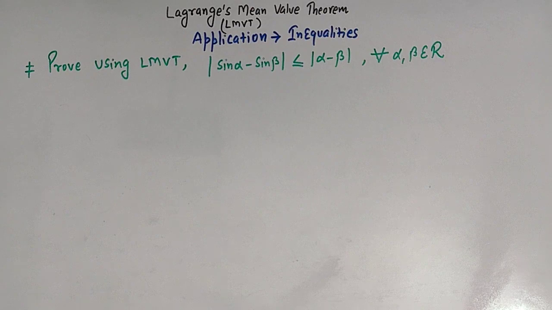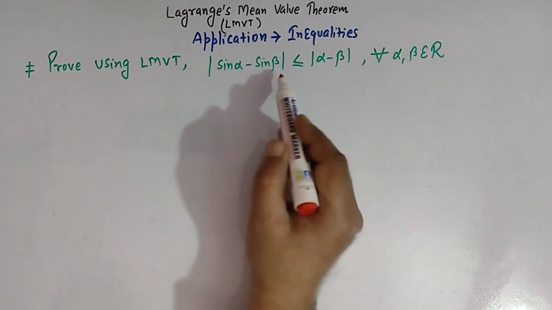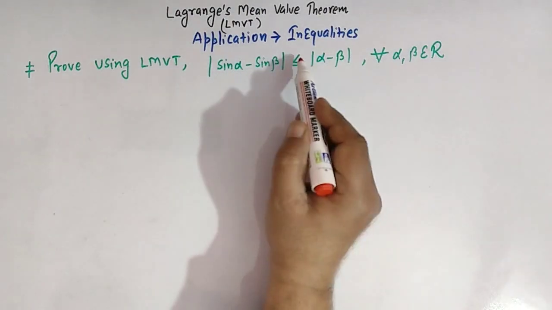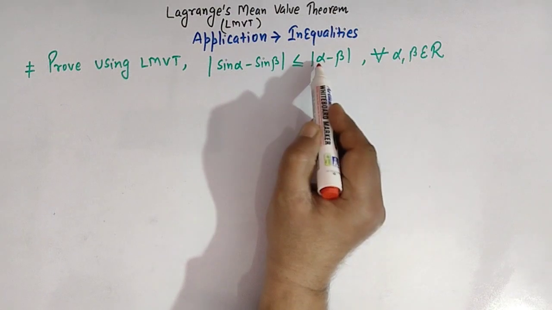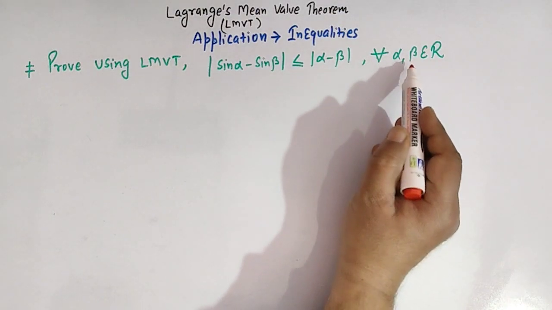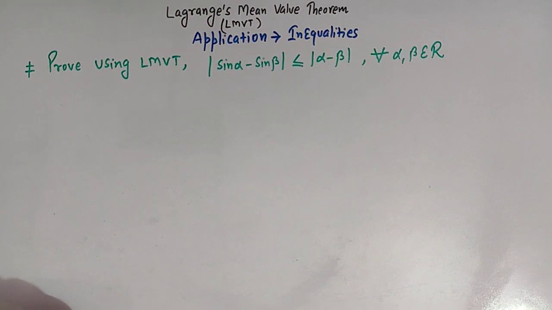right? So viewers, in differential calculus, Lagrange's mean value theorem plays a very vital role, right? And it has wide applications. So here we'll prove this inequality, that is mod of sine alpha minus sine beta is less than or equal to mod of alpha minus beta for all alpha, beta belonging to the set of real numbers, right? So let us take the advantage of Lagrange's mean value theorem to prove this inequality.